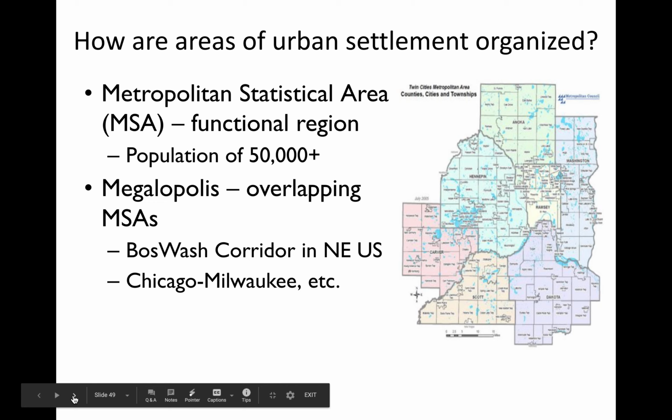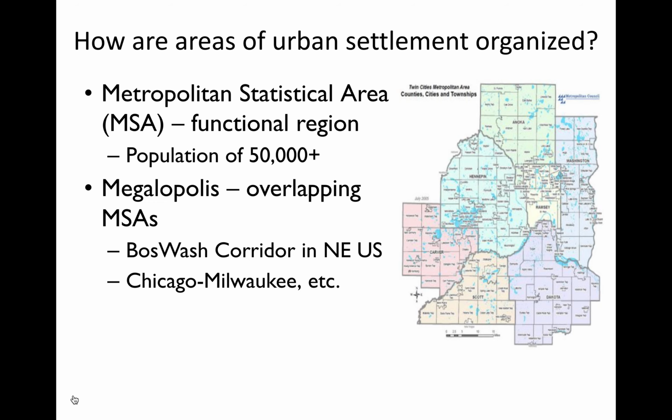When we try to define urban areas, we can break it down into key terms such as metropolitan statistic areas, or MSAs. That's a functional region, typically in a county, follows county lines a lot of times, and the population has to be 50,000 or more. Megapolises are overlapping MSAs, so overlapping functional regions that are usually county functional regions that overlap. The second largest megapolis in the world stretches from Boston through the Washington Corridor down to northern parts of Virginia. And then we also see a megapolis that stretched along Lake Michigan from Milwaukee to Chicago. Those are overlapping MSAs.